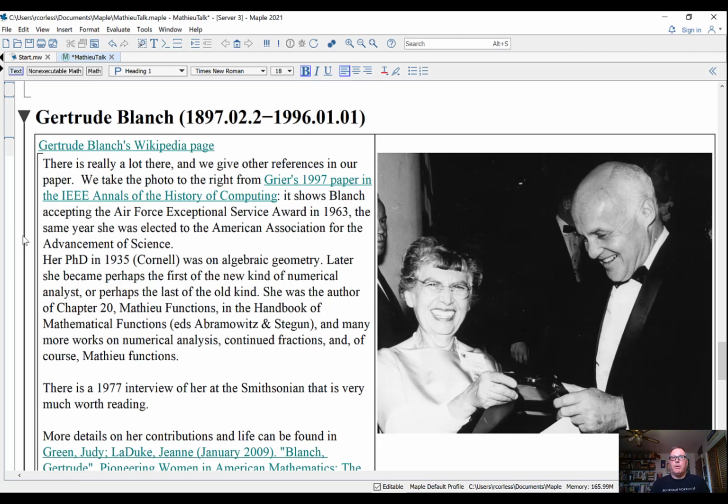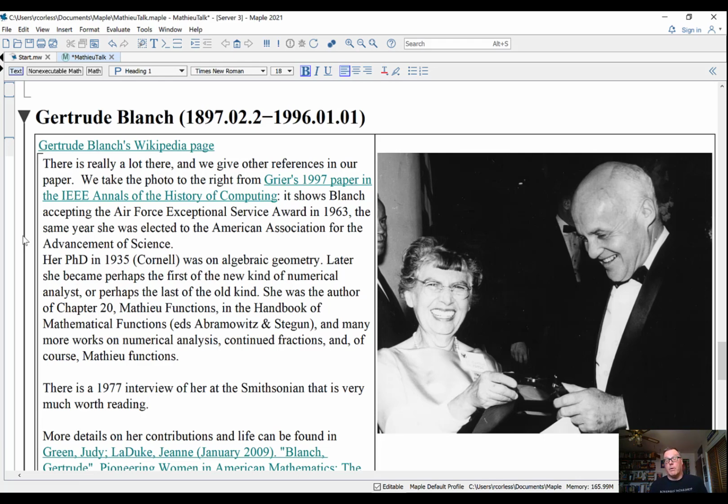Later, she became perhaps the first of the new kind of numerical analysts. Maybe she was the last of the old kind, in charge of humans doing the computing instead of machines. But she was one of the first for using machines, too. She was the author of Chapter 20 in the Handbook of Mathematical Functions, which everybody knows as Abramowitz and Stegun. And that chapter was on the Mathieu functions.